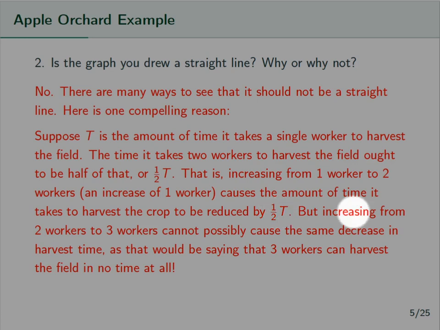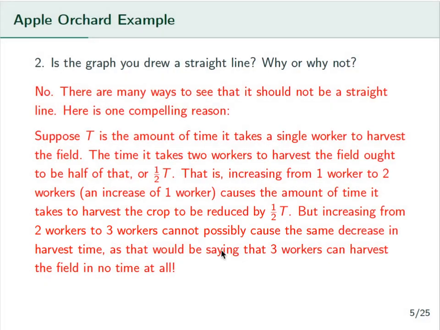But increasing from 2 workers to 3 workers cannot possibly cause the same decrease in the harvest time. As you can see, the ratio is different. Otherwise, we would be saying that 3 workers can harvest the field in no time at all. So again, here, we're just trying to get ourselves thinking in terms of what a graph represents in terms of two quantities.